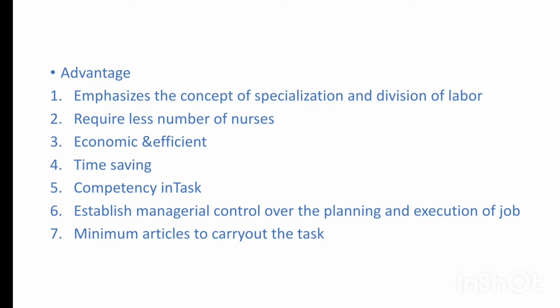It emphasizes the concept of specialization and division of labor, because one nurse is specialized in a particular aspect and she is giving that particular care to all the patients. Then it requires a smaller number of nurses, because they can work very fast. For example, one nurse taking vital signs, they are expert in that. Then it is economic and efficient, time saving, with competency in task, and it establishes managerial control over the planning and execution of the job. The head nurse is controlling the entire group. Then minimum articles are needed to carry out the task, because one nurse is handling that particular task, so she can manage it with minimum articles.